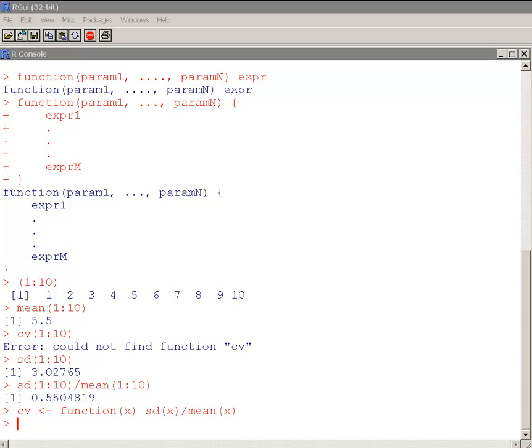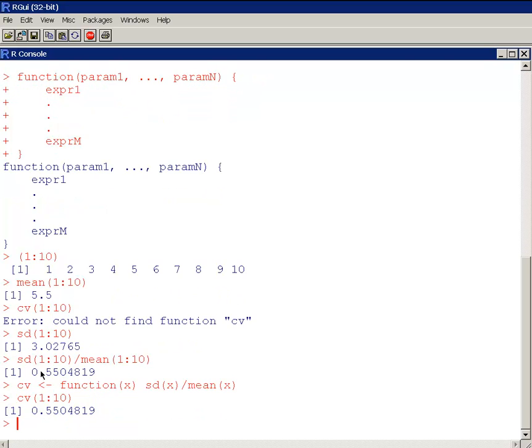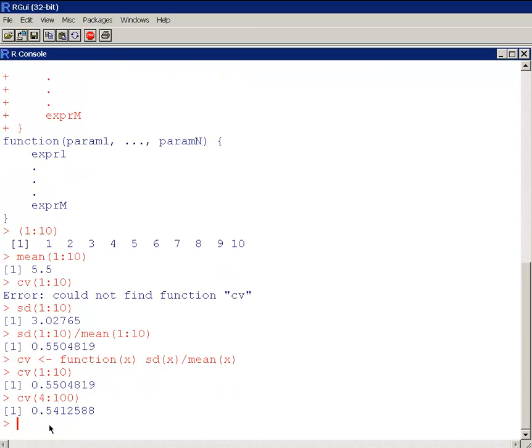And now we can treat CV just like any other function. Like we did the mean of a vector, we can now do CV of a vector. We've created the function CV. So we can do this, for example, and we get a result. In fact, we get the result we got up here because it's doing that calculation. We can use CV on any vector, for example, this vector. And it gives us a result.